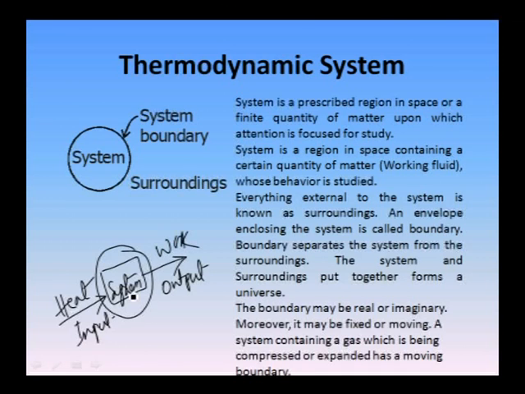A system is a region in space containing a certain quantity of matter, that is nothing but the working fluid, whose behavior is studied, and everything external to the system is known as surroundings. Everything external to the system is called as what? Surroundings. An envelope enclosing the system is called the boundary. This is the envelope which is enclosing the system, that we call a boundary. The boundary separates the system from the surroundings. The system and surroundings put together form a universe.